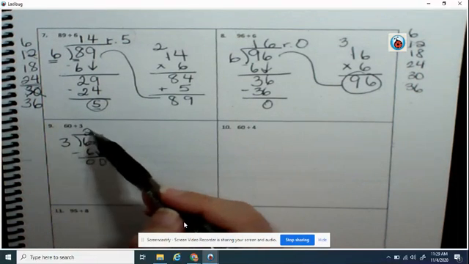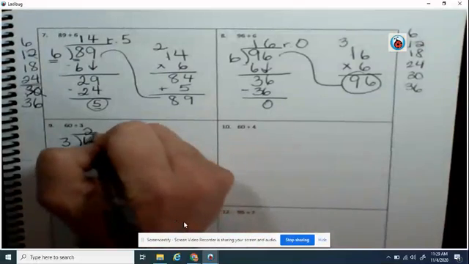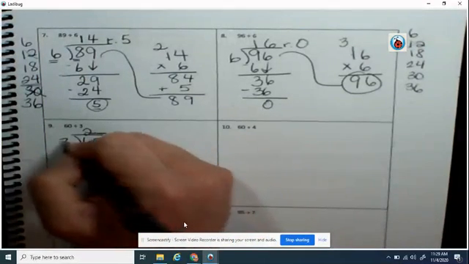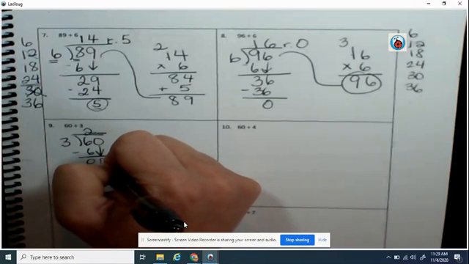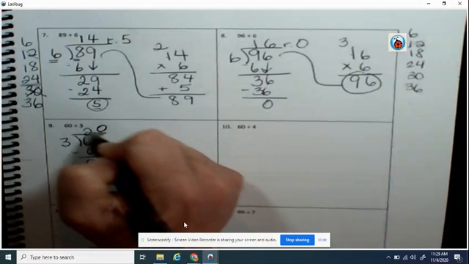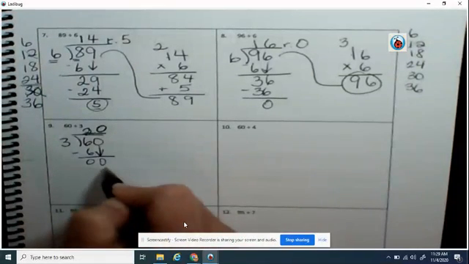That 2 is in the tens place. I can't leave an empty placeholder here above my ones place. So 3 times what is going to give me a 0? 3 times 0 is going to give me 0. In my ones place, I'm going to have 0 because there's nothing left to split apart in my ones place. So my answer is 20.